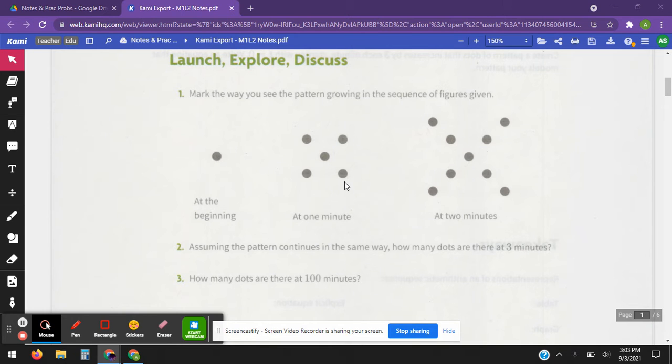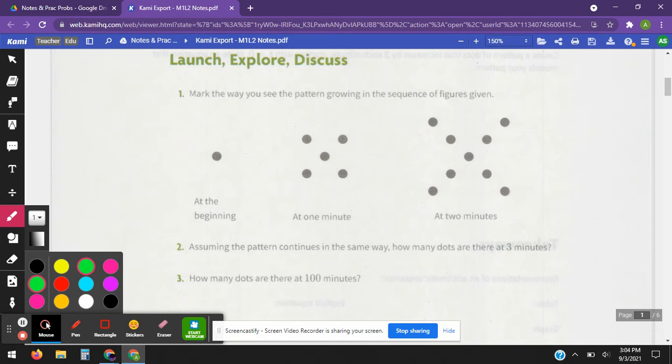Okay, so I see 1 in the center. Let's see, I'm going to go ahead and get a drawing tool here. So at the beginning, which is my 0, I have 1. 1 minute, I have 5. 2 minutes, I have 5, 6, 7, 8, 9.